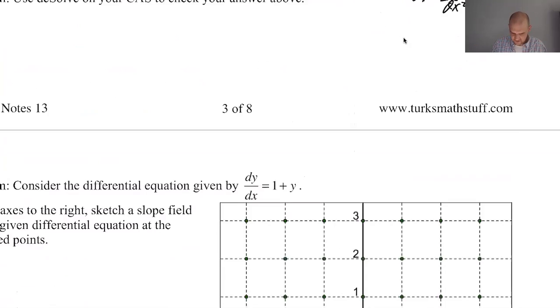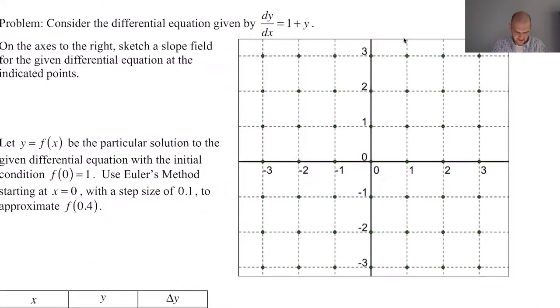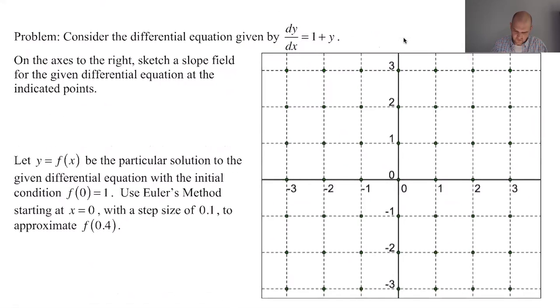Now, do I even want to do this? I mean, I said I was going to be on this page. Yeah, let's do, oh my God, slope, okay. dy/dx is 1 plus y.